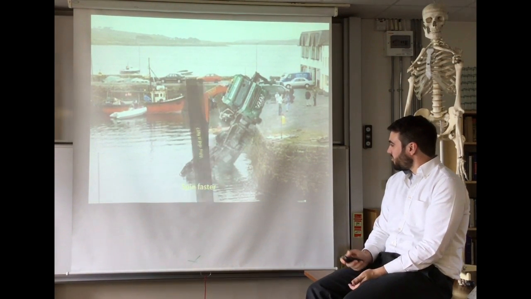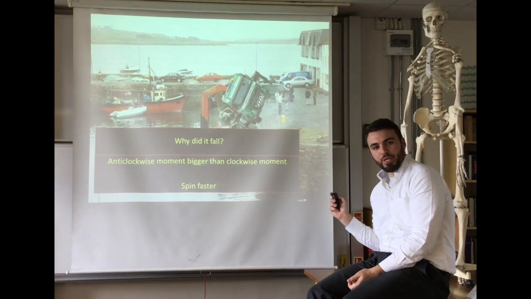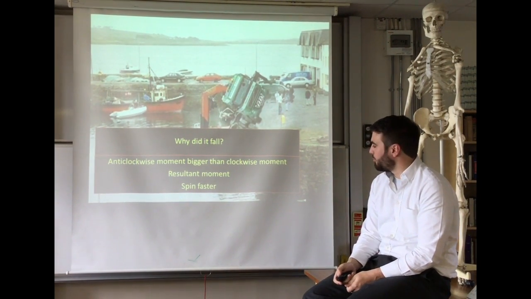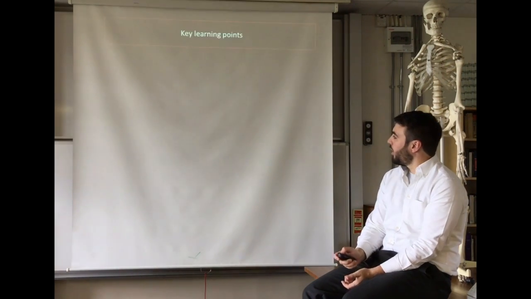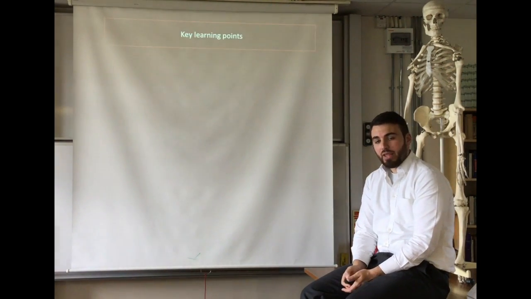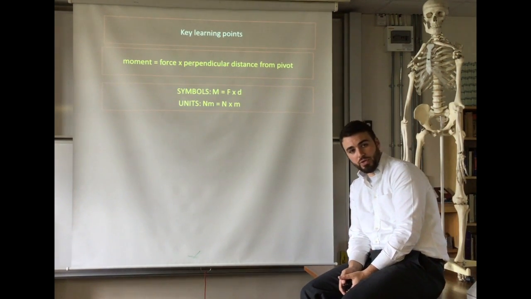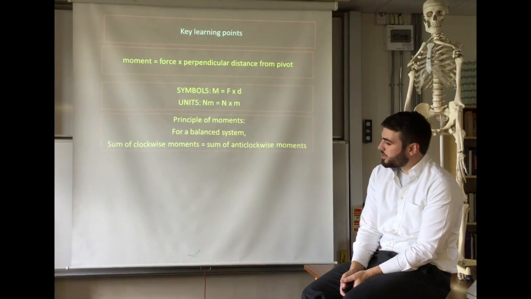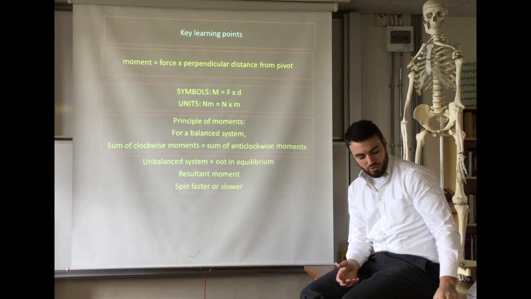Alright. We need to say the 3 things. We need to say anti-clockwise moment is bigger. We need to say that's a resultant moment so that it spins or spins faster. Alright, that's it. There's not much for moments. These are the key points. An equation with symbols, with a unit, principle of moments, and what happens if you spin faster.